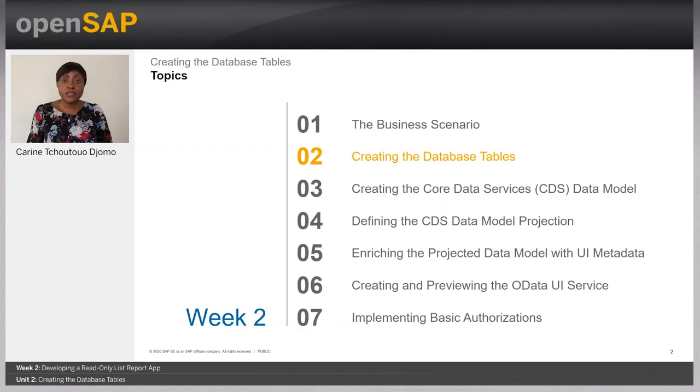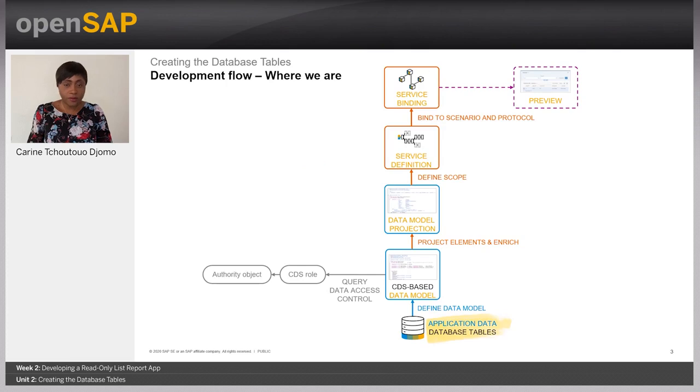In the previous unit, we had an overview of the business scenario we are going to work on this whole week. Now, we will begin with the development of our read-only SAP Travel List Report app by creating the relevant database tables. On the screen, the area we are going to work on in this unit is highlighted in the development flow, the database tables for storing the application data.